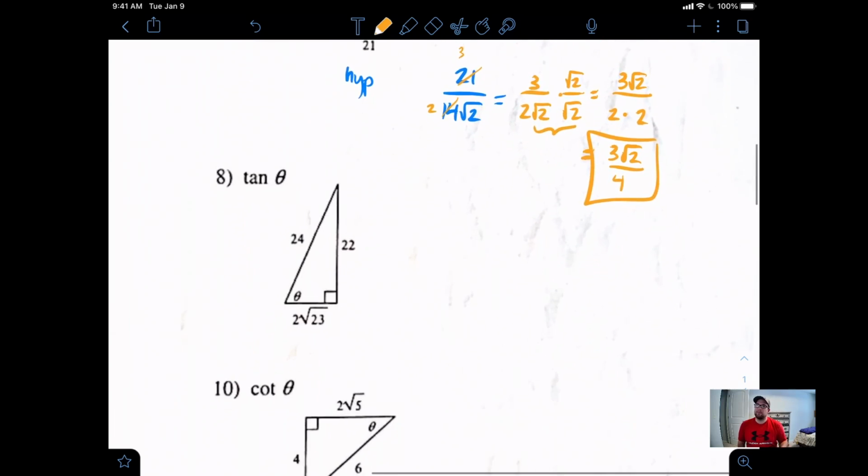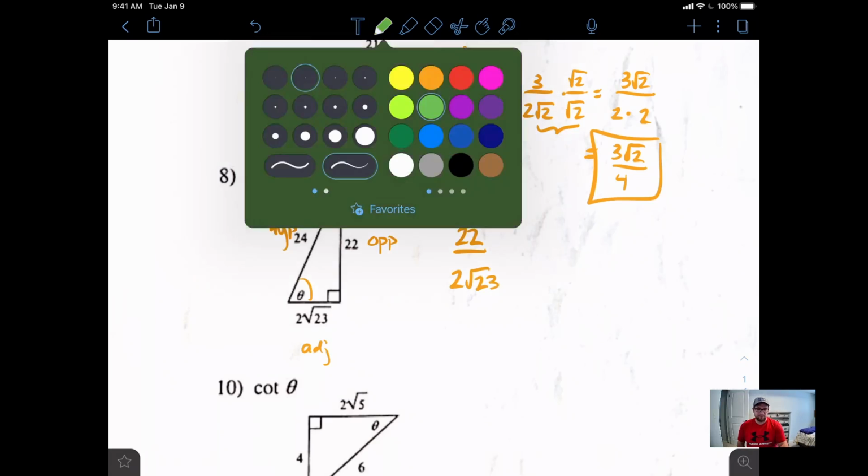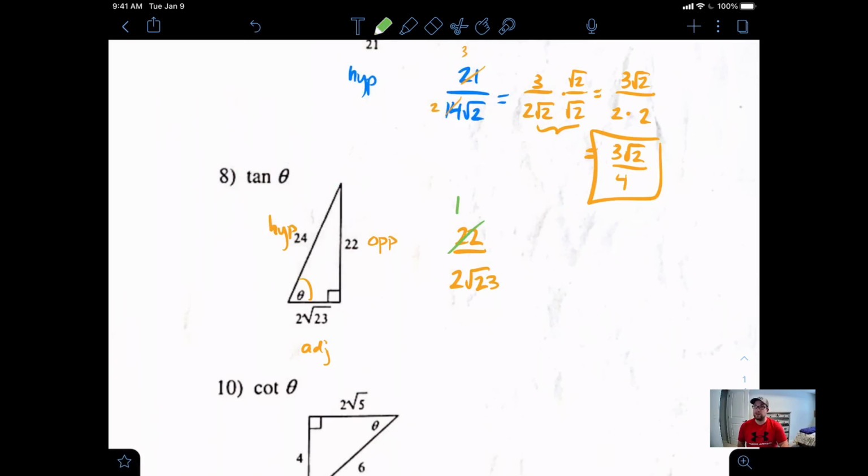Looking at problem number 8, theta is sitting right here, which makes this the opposite, which makes this the adjacent, and which makes this the hypotenuse. Tangent is always the opposite over the adjacent, so I will have 22 over 2 square roots of 23. Let's simplify that right now. 2 goes into 22 11 times. 2 goes into 2 1 time.